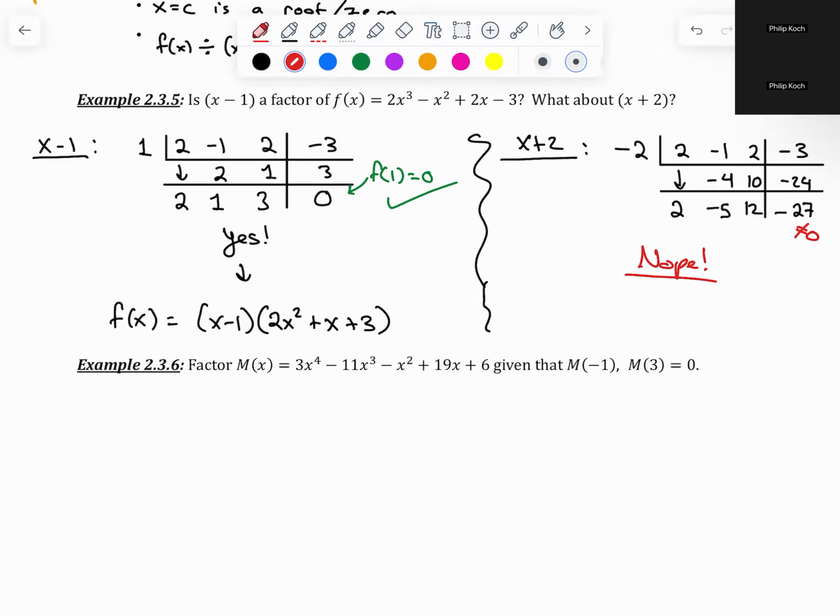Factor m of x equals 3x to the fourth minus 11x cubed minus x squared plus 19x plus 6, given that m of -1 and m of 3 are equal to 0. I deliberately wanted to mention this one because if I omitted this fact, finding how to factor it would take a long, long time. At this moment, we don't have any way to factor a quartic.